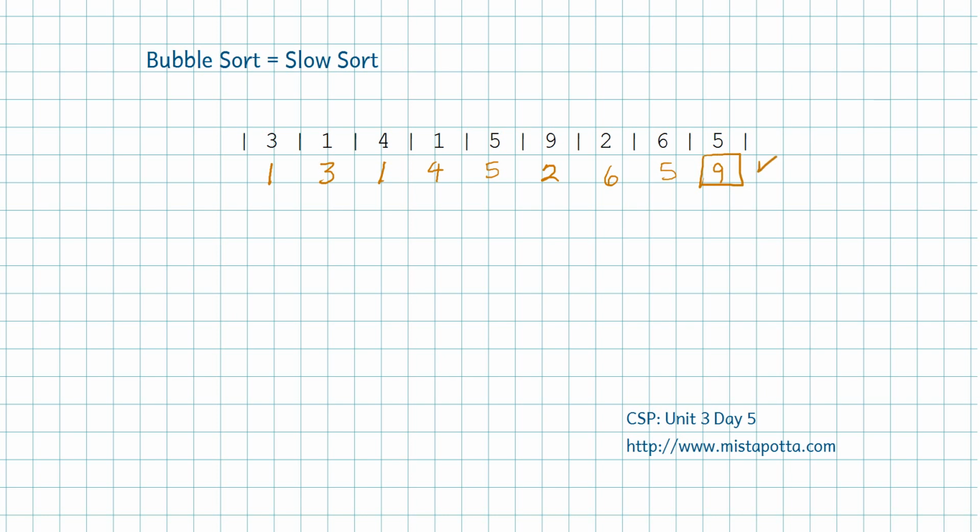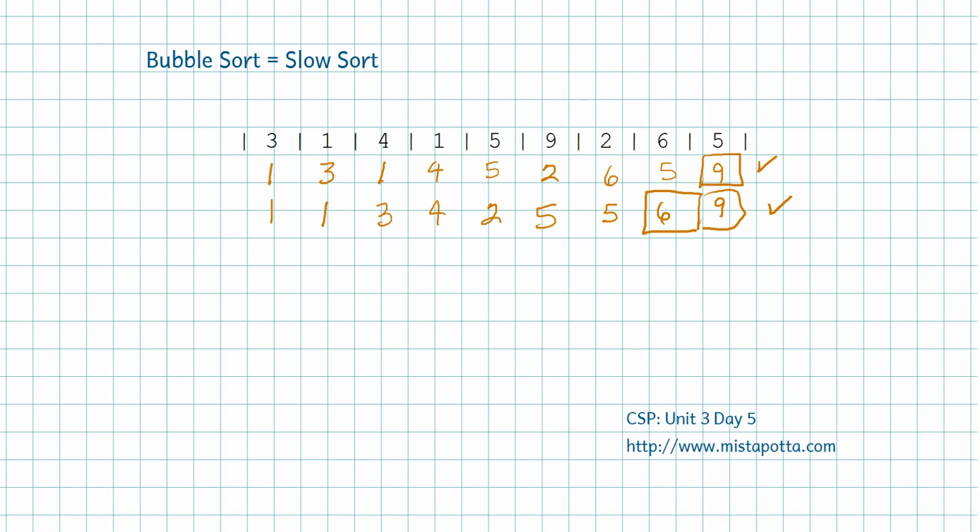I do it again. 1 and 3 are okay. 3 and 1, not so okay. Swap. This is now a 3, so 3 and 4. 4 and 5. 5 and 2, that's not right, so we swap. This is now a 5. 5 and 6 is okay. 6 and 5, not so okay. So I need to swap. That means this is the 6, and I don't even need to look at this 9 because I know the 9 is correct. It's my known good spot. But because I've gone through 2 passes, I now know that 2 of these numbers are in the right spot. And if you look at this, the list is almost in order. There's just a little bit right here that's a problem.